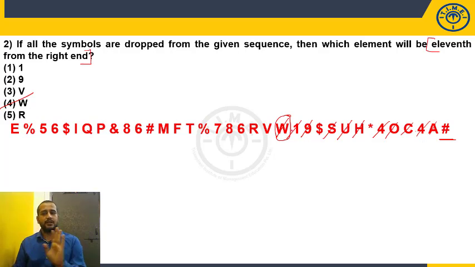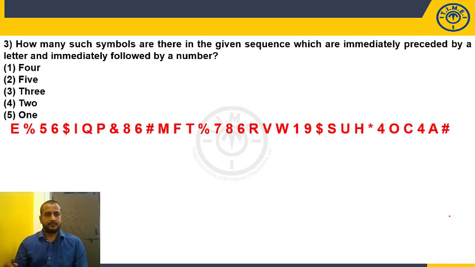We just skipped symbols. So for this, don't write the new sequence for dropping the symbols and don't waste your valuable time. If you have been given 5 questions, you just need to complete them in 2 minutes. You can complete it in 2 minutes by approaching these methods. Fine. So the answer is choice 4.